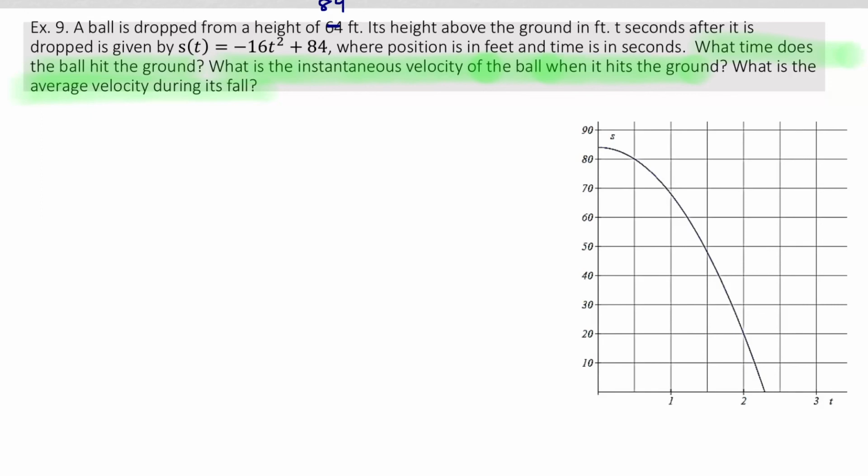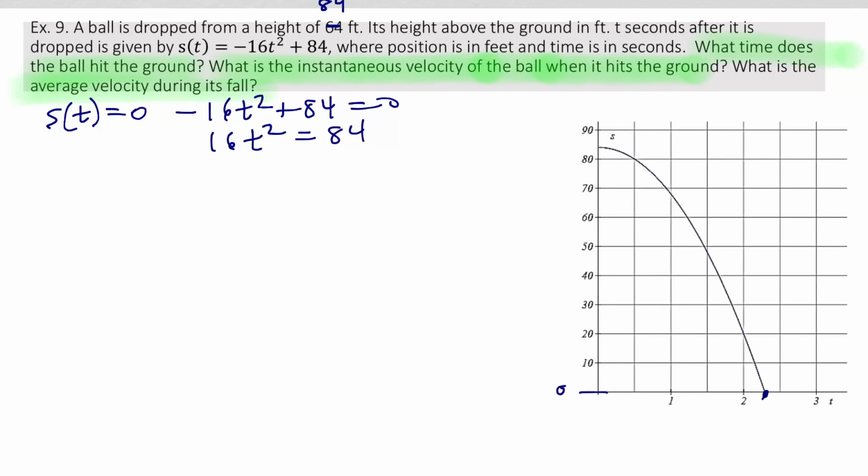So what we mean is, what is this time right here when the height is at 0? Okay, so that means we're going to set the height, s of t, the position, equal to 0, which means negative 16t squared plus 84 is equal to 0, which means 16t squared is equal to 84, or t squared is equal to 84 over 16, which I can reduce to 42 over 8, or 21 over 4.